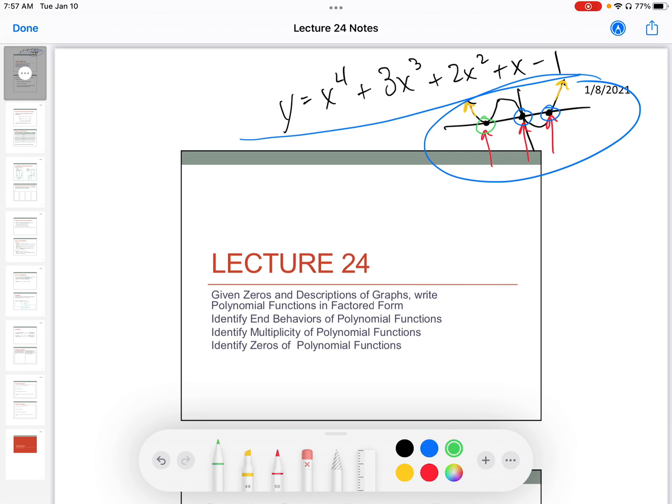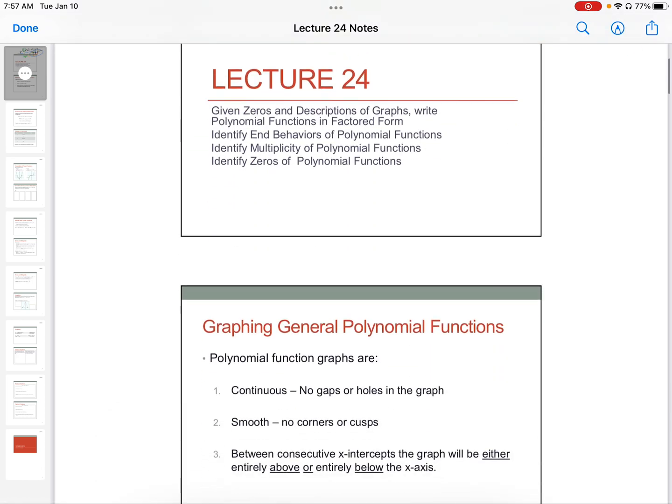And our main focus at the beginning, we're going to be looking at the degree, which we've talked about before, and the degree is going to show us what our end behavior of the function should look like. So let's go ahead and get rolling.